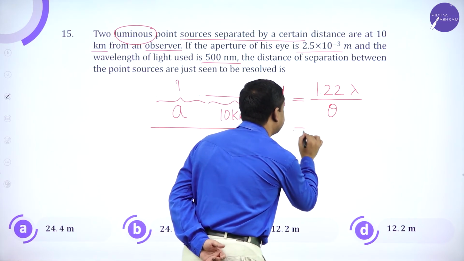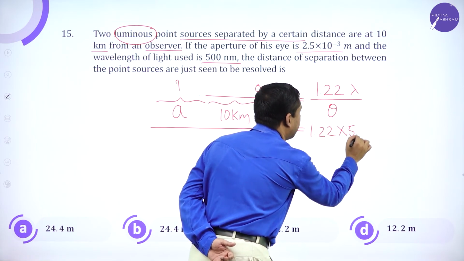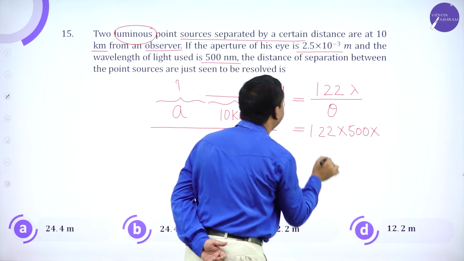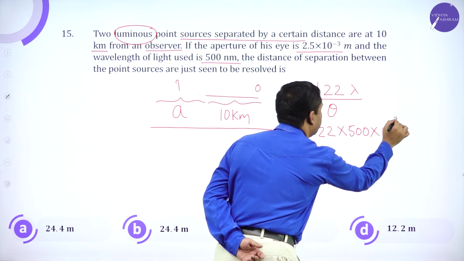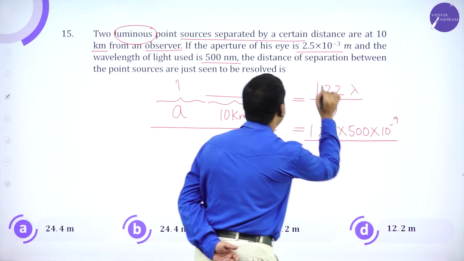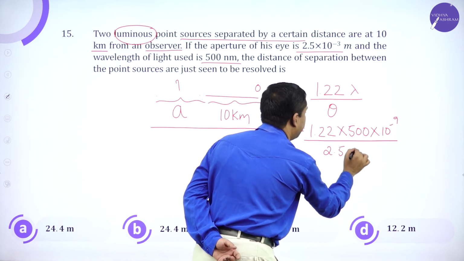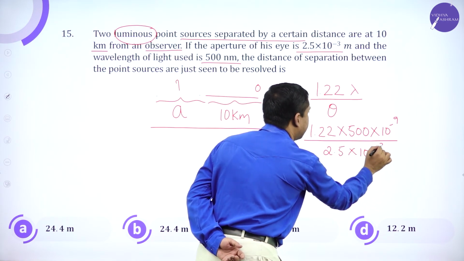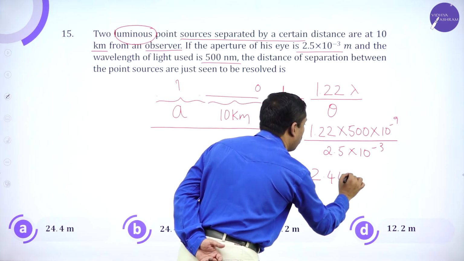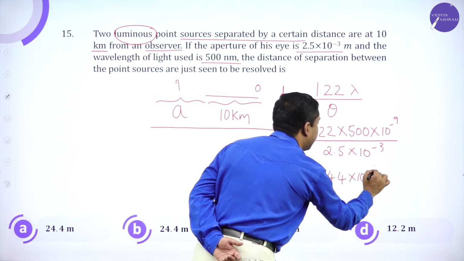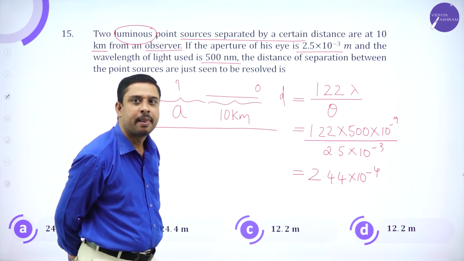So, this is 1.22 into 500 into nanometer, 10 power minus 9, divided by 2.5 into 10 power minus 3. So, when I simplify, 2.44 into 10 power minus 4 radian is there.